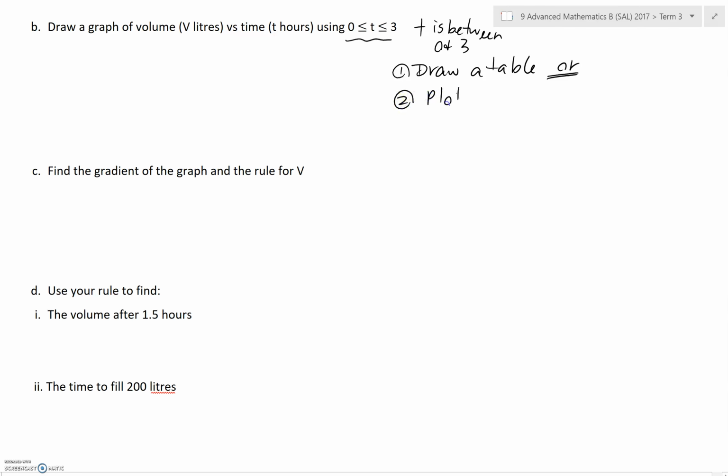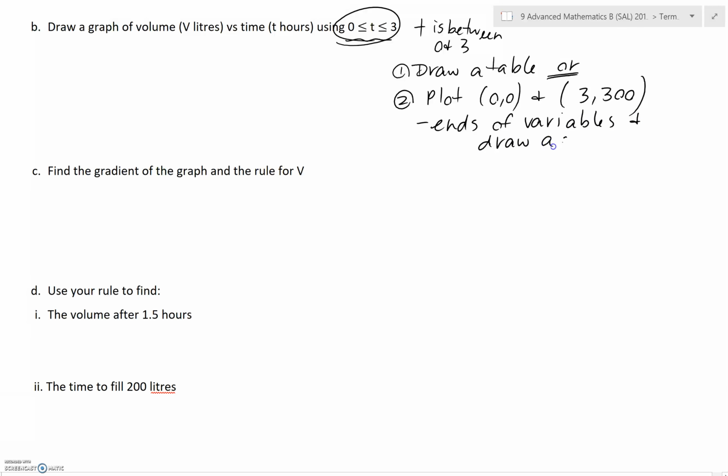So our other option is to plot 0, 0. We know it's going to go through the origin because it's directly proportional, and 0 litres at 0 time makes total sense. And we know that in 3 hours' time, we're going to have 300 litres. So that can be our ending, or second, coordinate of our line. These are the ends of the variables that we're interested in, because remember it says we only want between 0 and 3 for our T. So we can draw a straight line. I'm just going to use that second option, and I'll show you what that means.